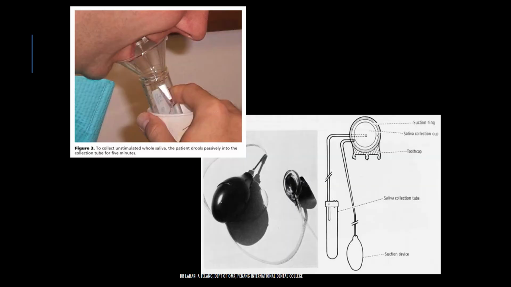So this is how the collection of saliva is done, either by spitting or by the patient passively drooling into a collection tube. And this is an example of how the Carlson-Crittenden collector appears, which has a suction cup or a suction ring, which can collect saliva from the Stenson's duct.